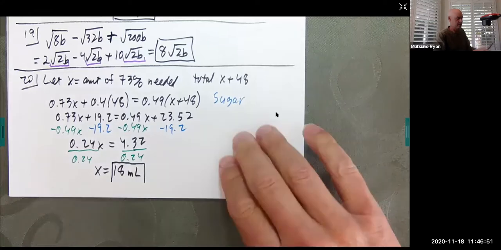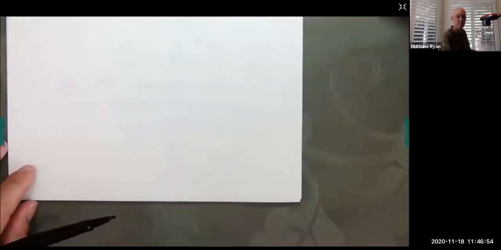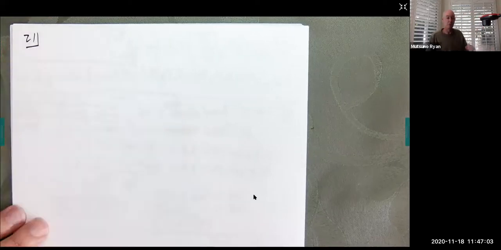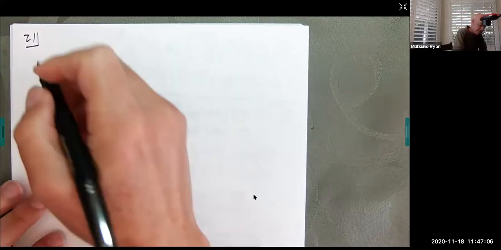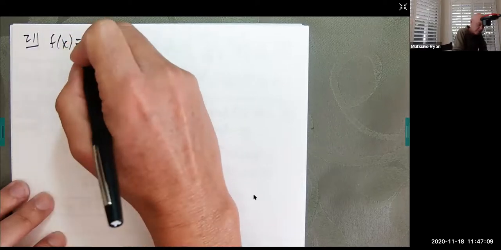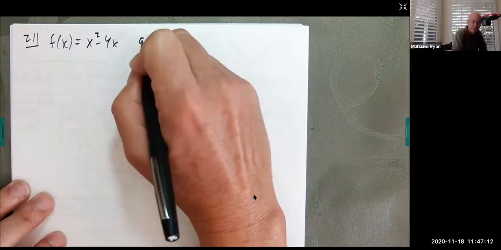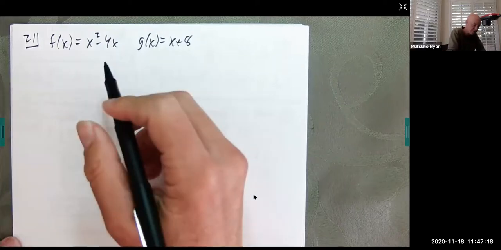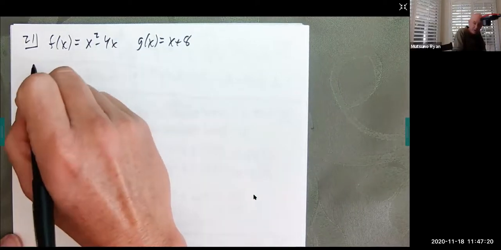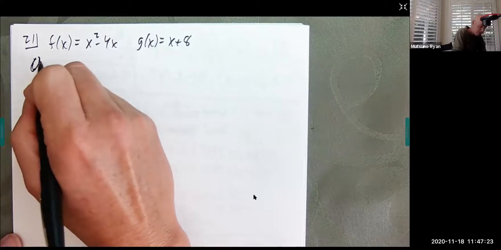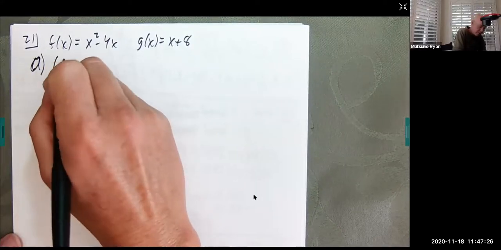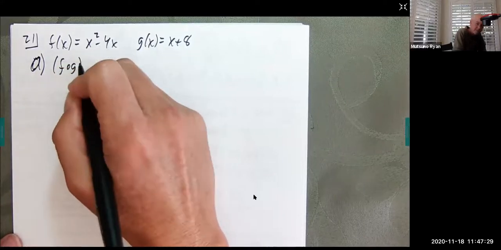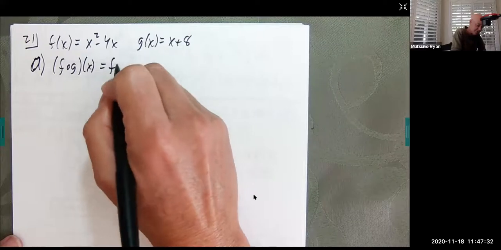Number 21. There are 4 parts to it. We're given a function f of x is x squared minus 4x. G of x is x plus 8. And we're going to do some composite functions, meaning I'm going to put a function into another function. So part A, that's fine. They want f composite g of x. This means f of g of x.